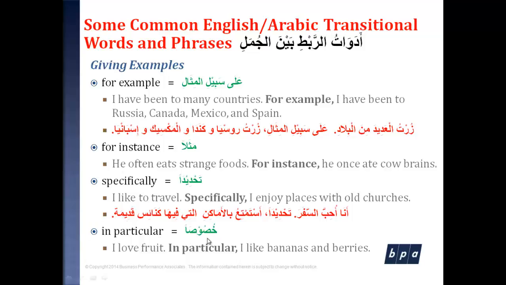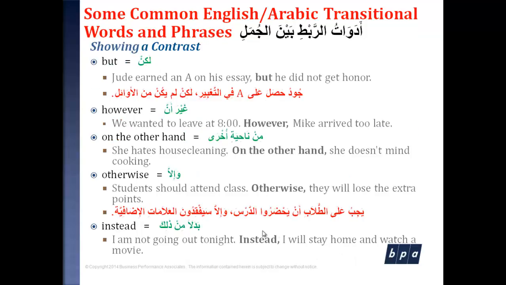In particular, خصوصا. In an English sentence, you'd say, I love fruit. In particular, I like banana and berries. And in Arabic, you'd use the same expression if you're talking similarly about these fruits. خصوصا, in particular. This grouping is basically showing a contrast.